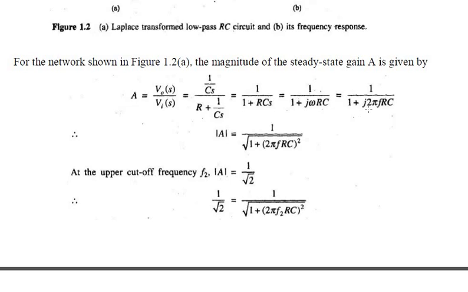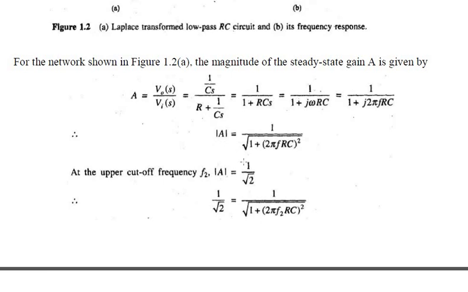That is 1 by 1 plus j 2 pi f RC, where instead of omega I am writing 2 pi f. So the overall steady state gain of your low pass filter, when a sinusoidal input is given, is A equals 1 by under root of 1 plus (2 pi f RC) whole square. The upper cutoff frequency for this is given as 1 by root 2.